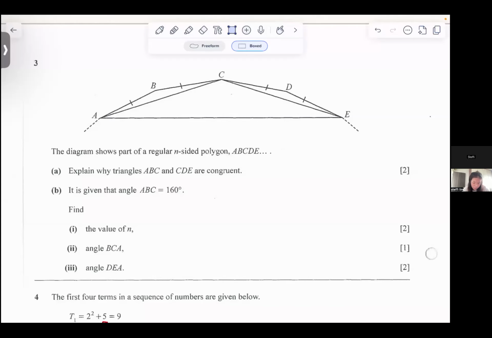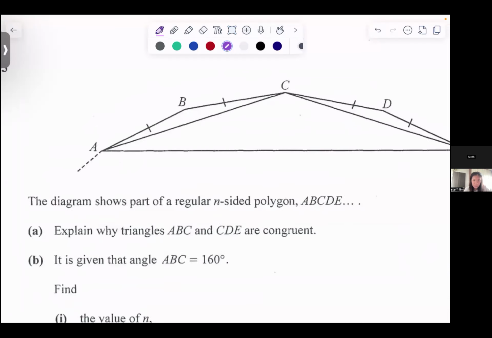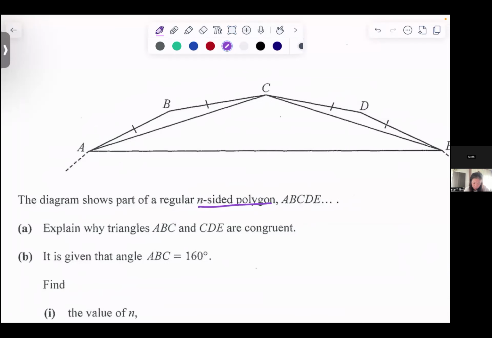Okay, this is question 3. The diagram shows part of a regular n-sided polygon. They didn't tell you how many sides there are. Explain why the triangles ABC and CDE are congruent.